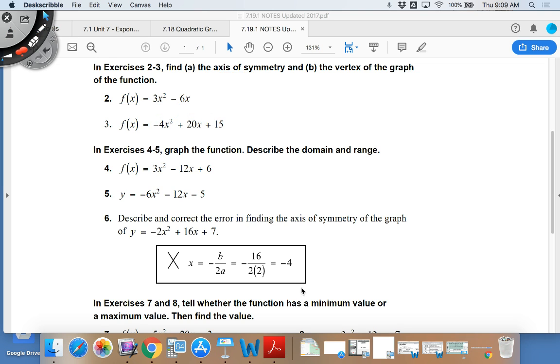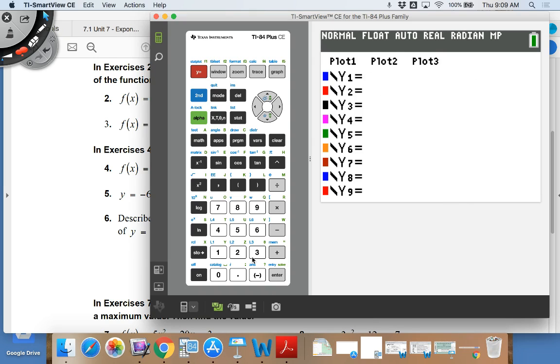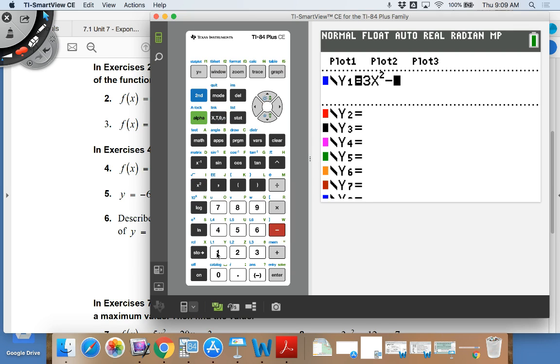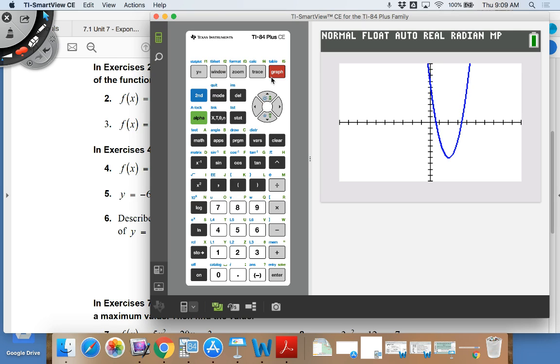When we go look at our y equals, we're going to type in 3x squared minus 12x plus 6, and we're going to go look at our graph. And so we were correct. It is skinny. It's pointed up, but this one is actually shifted to the right and down, okay? So we're going to look at our domain. What do we know about the domain of parabolas?